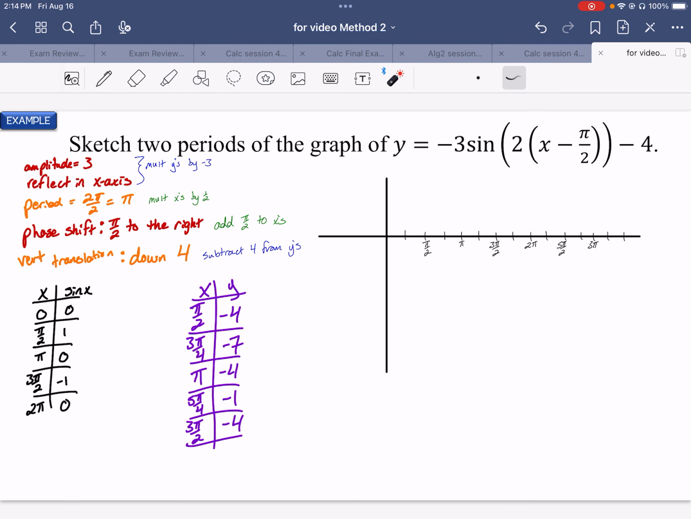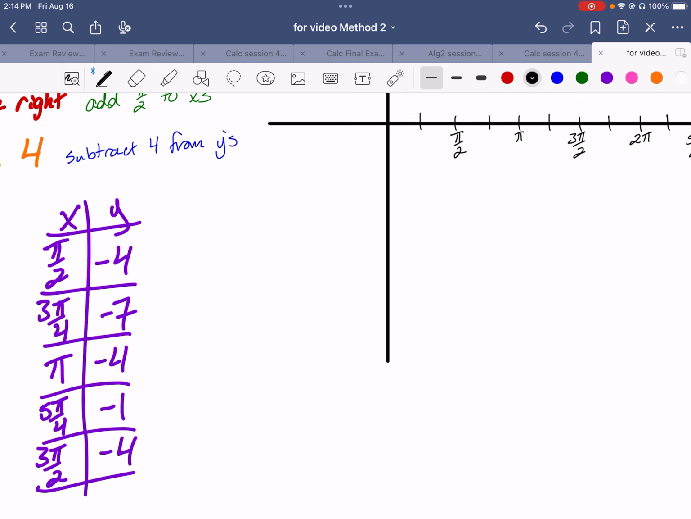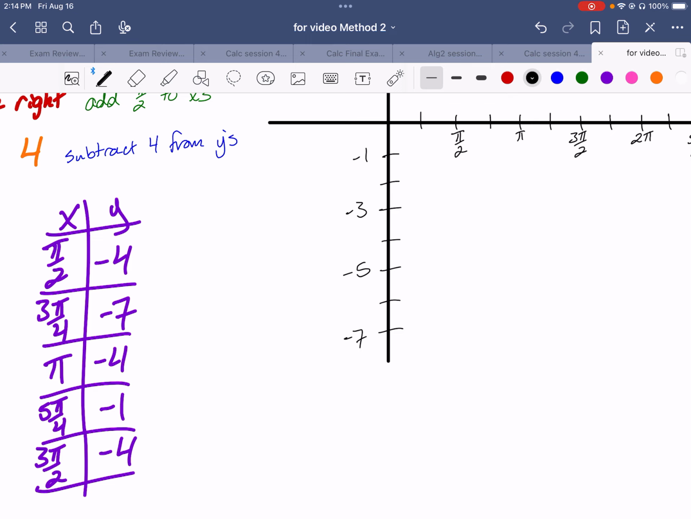Now, for the y coordinate, when I was making my grid, I already knew that I had to go down to -7 and -1. So I need more space in the negative y than I do at the top. So I'm just going to get down to -7. So there's -7, that's -5, -3, -1.